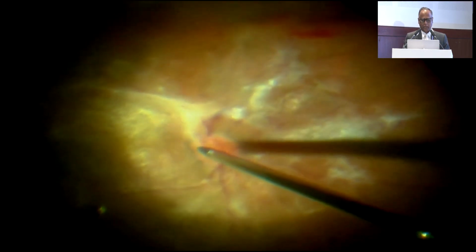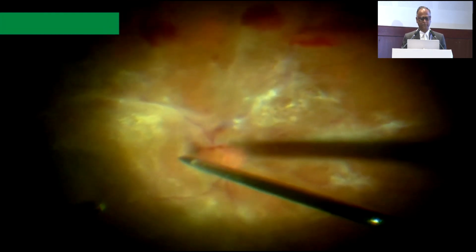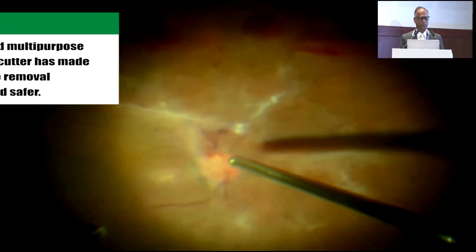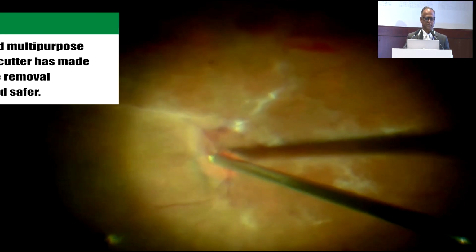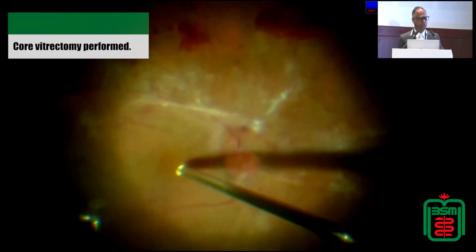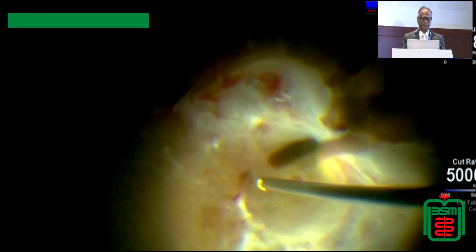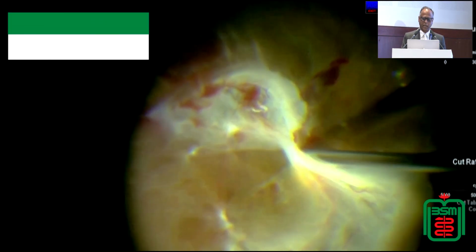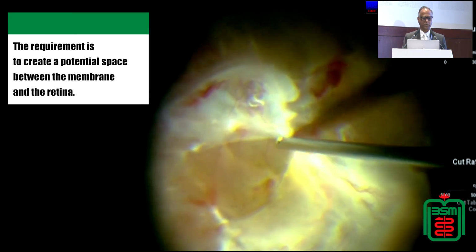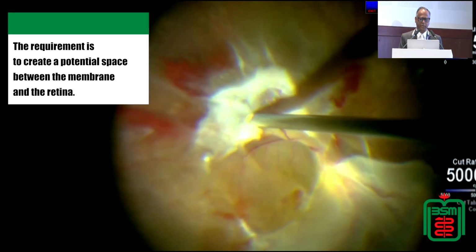As you know, after the core vitrectomy, in a lot of cases we have already seen that the high-speed multi-purpose advanced cutter has made our membrane removal much simpler and safer. You have to do the core vitrectomy, remove the anterior and posterior tractions, and then find the gap where you can enter and remove all the membranes.